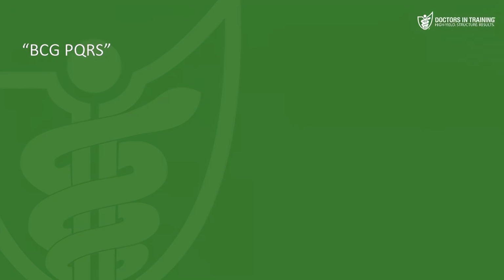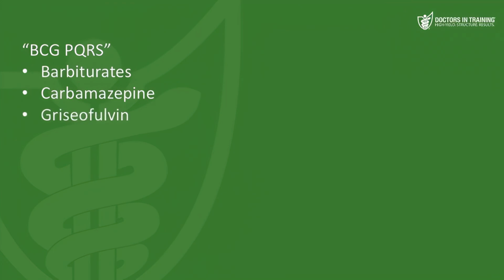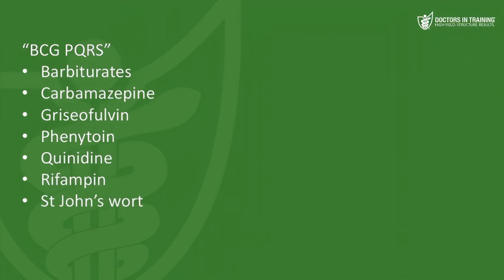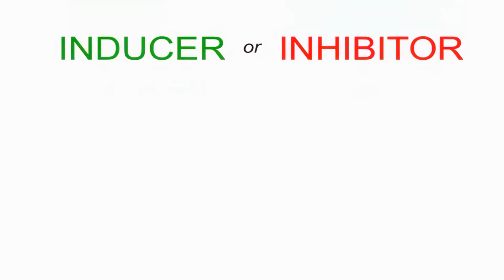Another mnemonic we like to use for inducers is BCG PQRS. The B is for barbiturates, the C for carbamazepine, the G is for griseofulvin, the P is for phenytoin, Q, quinidine, R, rifampin, S for St. John's wort, and also chronic alcohol use. Let's do a quick review to make sure you have those two lists down. This is a little game called inducer or inhibitor.